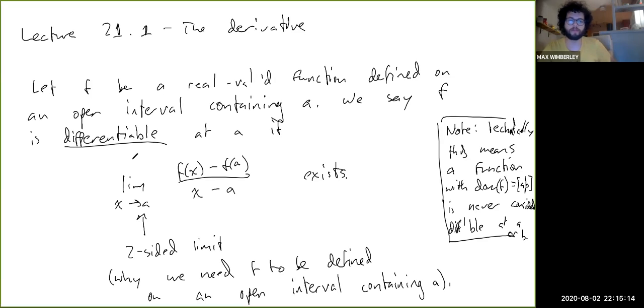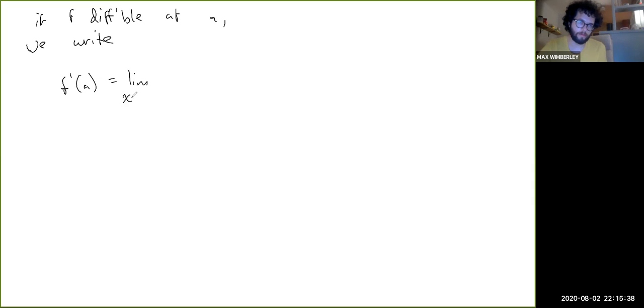That was differentiability at a single point, differentiable at a. And if f is differentiable at a, we write f prime of a is equal to the limit as x approaches a of f of x minus f of a over x minus a.